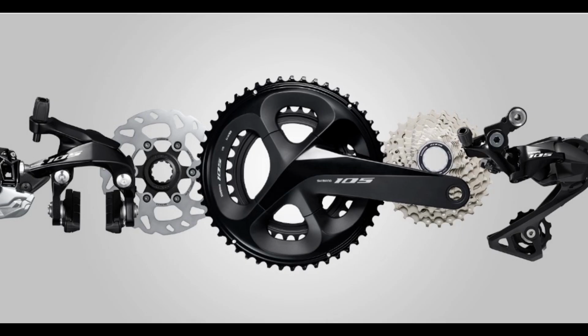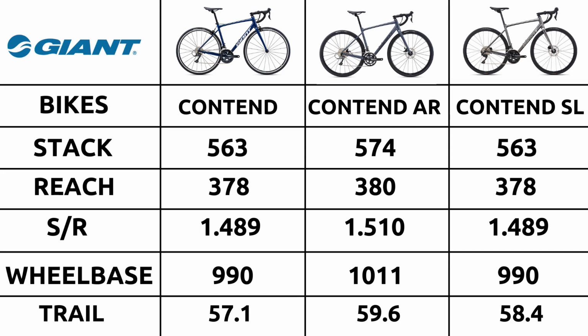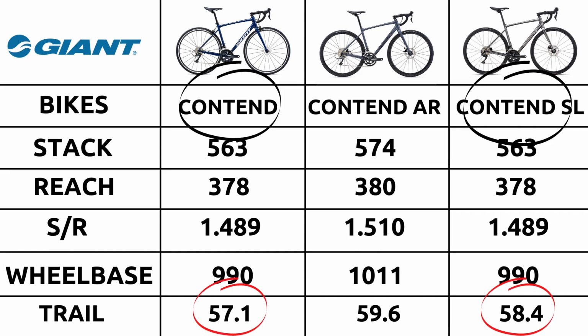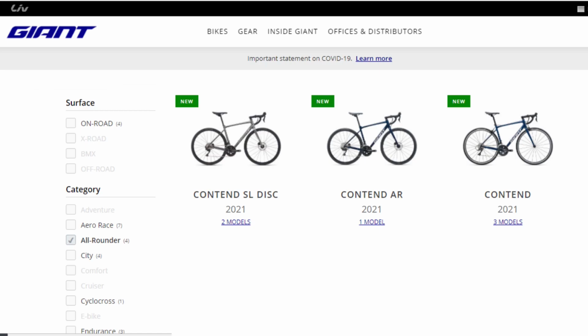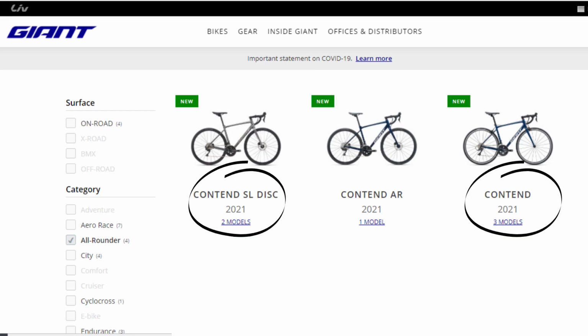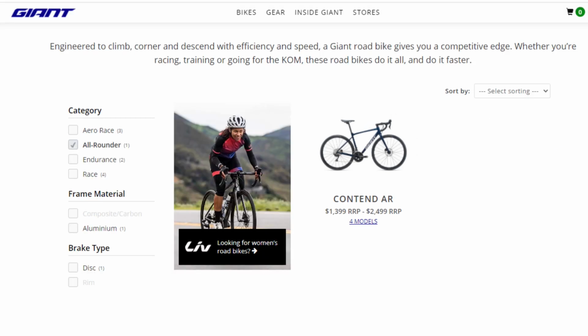Before going into the drivetrain, I would quickly look at the geometry of the bike ranges. The Contend and Contend SLs have pretty much the same geometry except for trail, which arises from a different fork. As we said, the Contend AR is taller in the front, as can be seen from a higher stack. So while the Contend and Contend SL would fit in between endurance and race, or as Giant like to call it, an all-rounder bike, the Contend ARs in our opinion are strictly endurance focused bikes, and while they are categorized as all-rounder bikes, we want you to see them as endurance bikes.